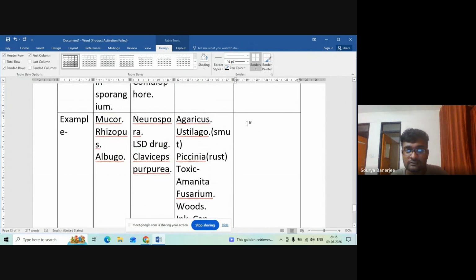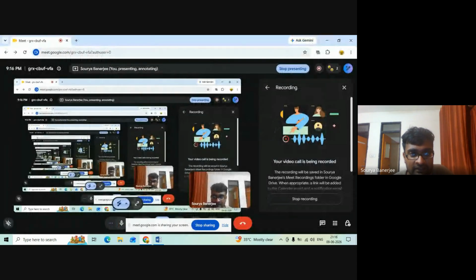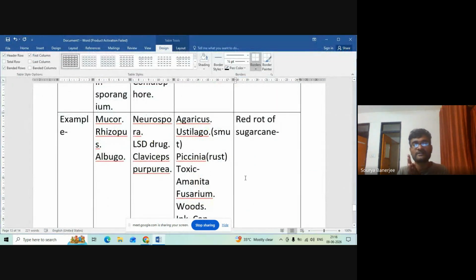Now the last one, deuteromycetes. Okay, deuteromycetes examples. I will start with one example, that is red rot of sugarcane. Sugarcane juice you all know. So you will see that in some sugarcane there are red patches, red rot. So that is produced by which kind of fungi? Deuteromycetes. And that fungus, please remember that name.